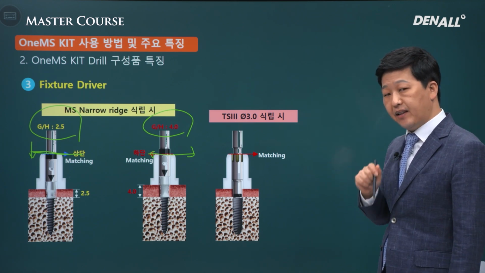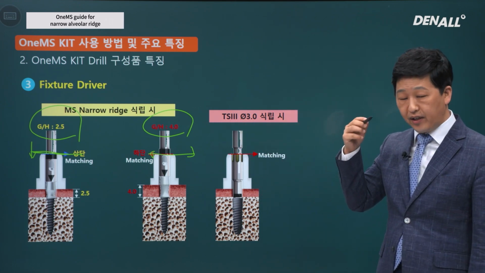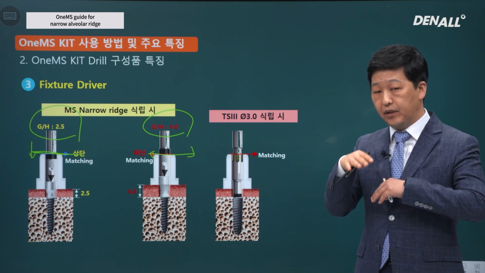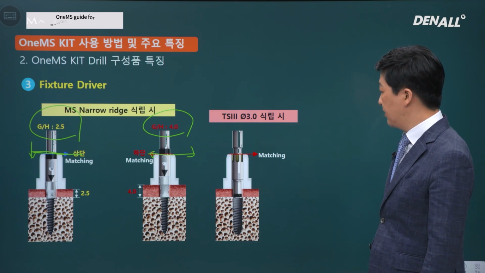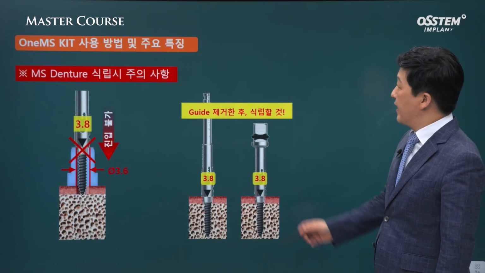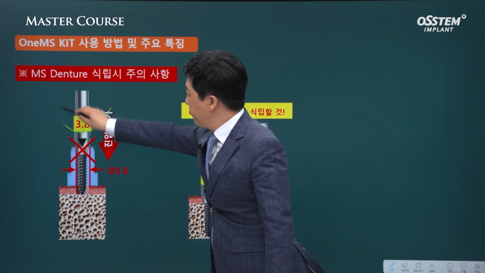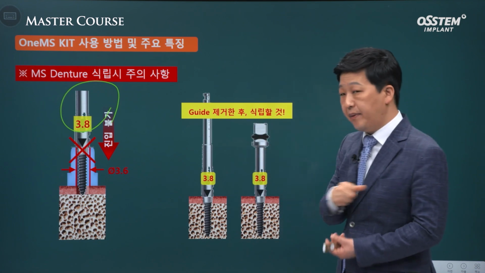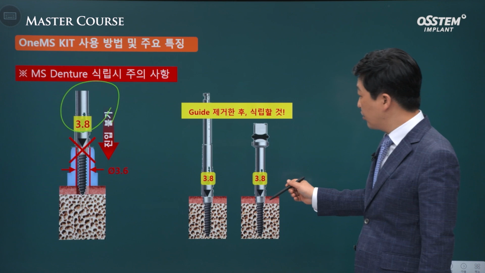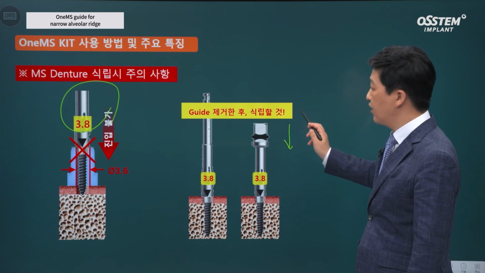What we need to be careful of is that when we do immediate implant placement, at times it is difficult to abide by this black line, so you need to remove the guide and adjust the implant's final depths. When placing MS denture, the adapter does not go in the guide hole. Therefore, you need to remove the guide and you need to place the implant to the desired depths. That is the recommendation.